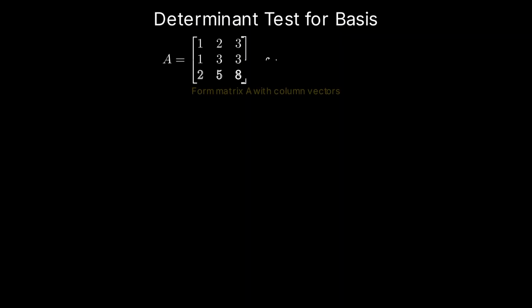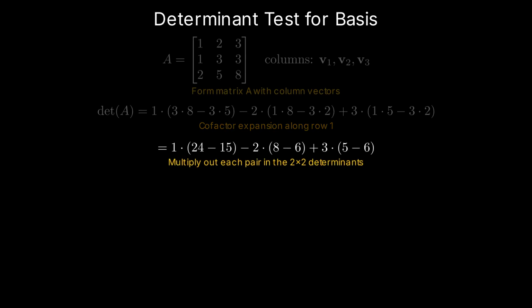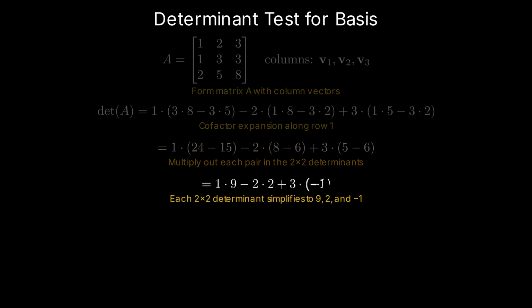Form matrix A with columns v1, v2, and v3. That gives us the 3x3 matrix with rows 1, 2, 3, 1, 3, 3, and 2, 5, 8. Now we compute the determinant by cofactor expansion along row 1. The first entry is 1 times the 2x2 determinant, 3 times 8 minus 3 times 5. That gives us 1 times 24 minus 15, which is 1 times 9. Next, minus the second entry 2 times the 2x2 determinant, 1 times 8 minus 3 times 2. That gives us minus 2 times 8 minus 6, which is minus 2 times 2.